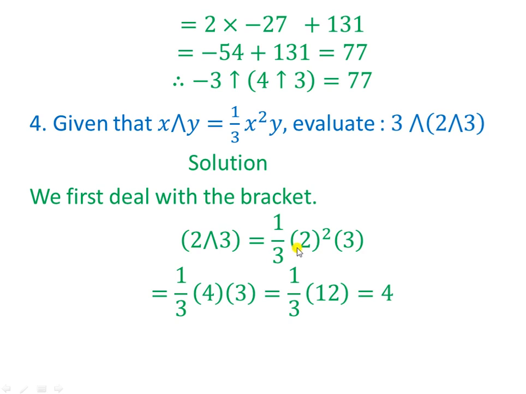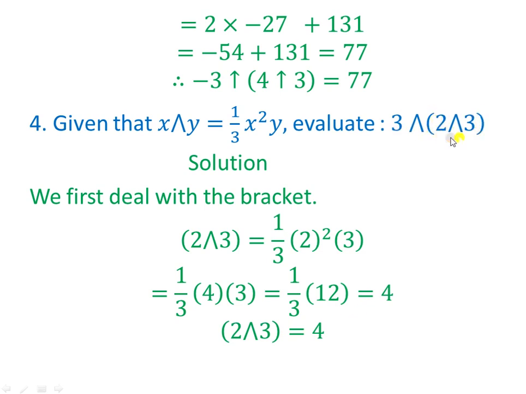Then the next step will simply be simplifying this. 2 squared, remember, is 4. And 3 remains as 3. So now we have a third times 4 times 3, which gives us a third times 12. How have I got the 12? By multiplying the 4 by 3. Then when you get a third multiplied by 12, using your calculator, you will come up with 4 as your answer.